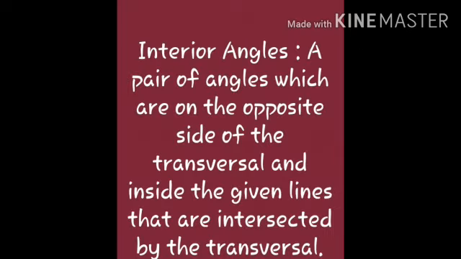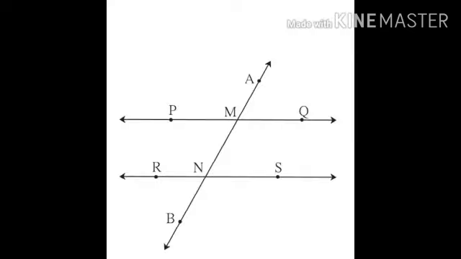Now we are going to study interior angles. A pair of angles which are on the opposite side of the transversal and inside the given lines that are intersected by the transversal is called interior angles. We are going to study interior angles with the help of an example. Observe the diagram. Angle PMN and angle MNR are interior angles. Angle QMN and angle MNS are interior angles.